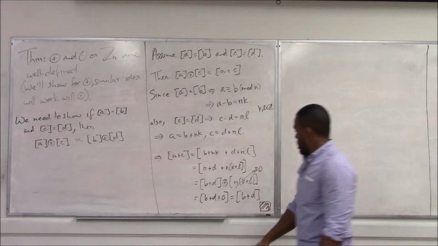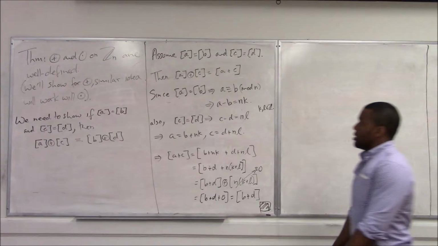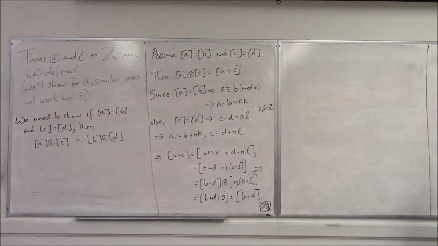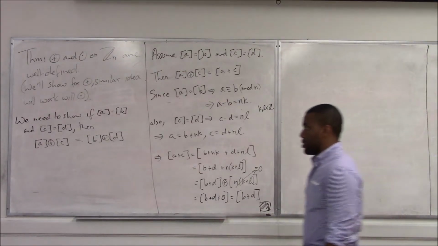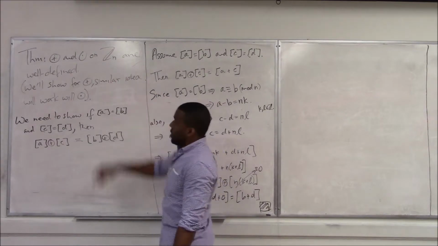I think we can end there. So this is a very, very, very important set. It has a lot of nice examples that can come from Z mod n.